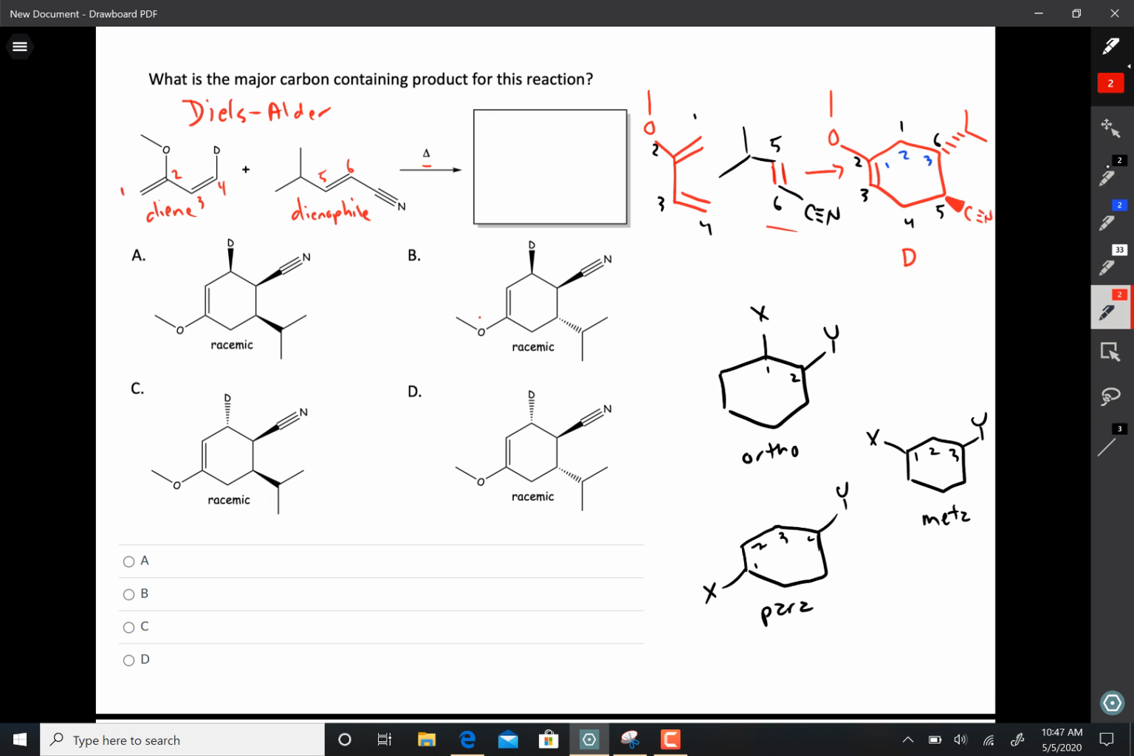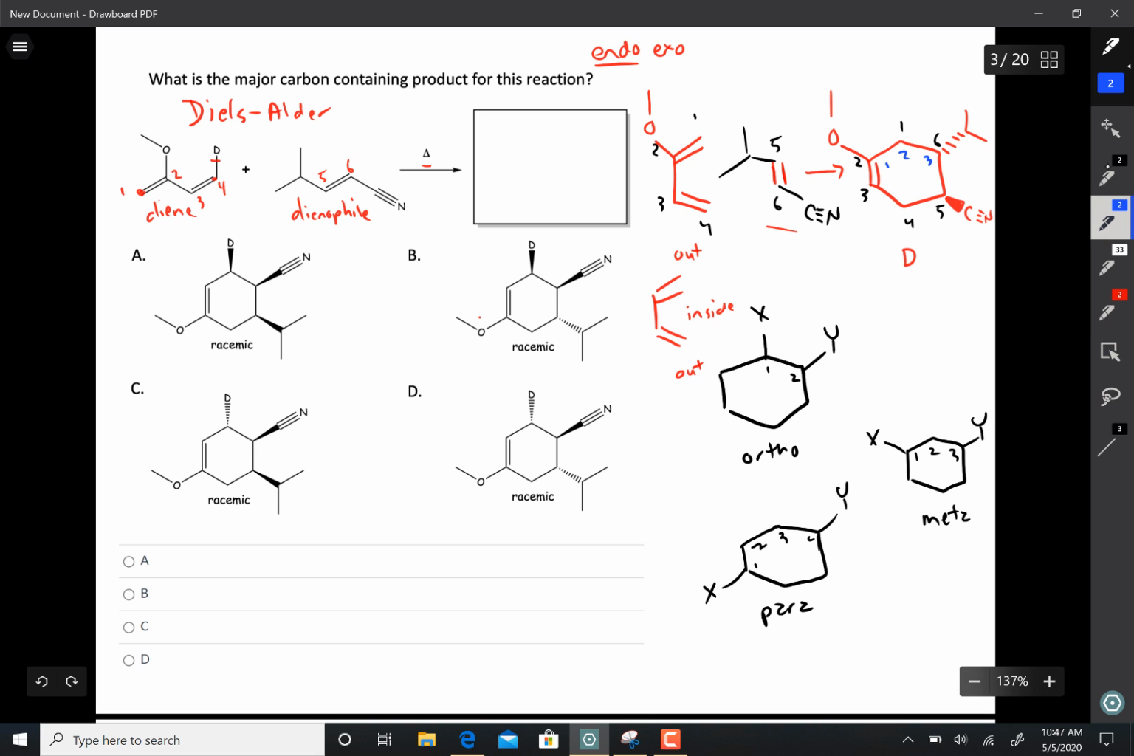Next thing to do is called the endo-exo rule, endo-exo selectivity. The endo product is typically going to be the favored product. What the endo product has is the outside groups, and this refers to the groups off of carbons 1 and 4, end up on the same face as the electron withdrawing group, and the inside groups end up on the opposite face. And so we just have one group to worry about, and that's the deuterium.